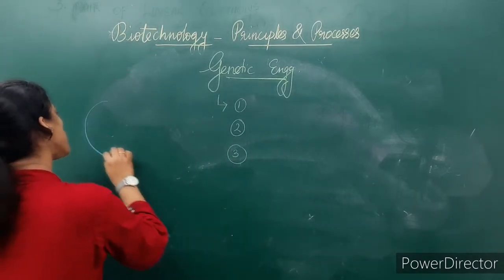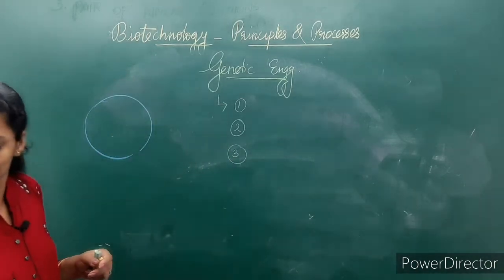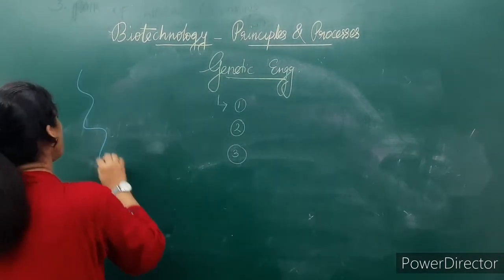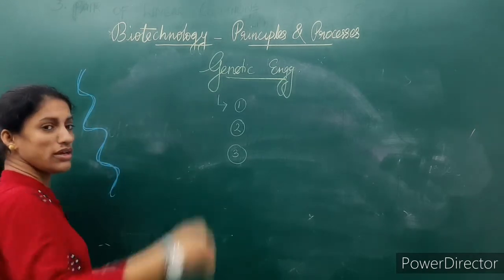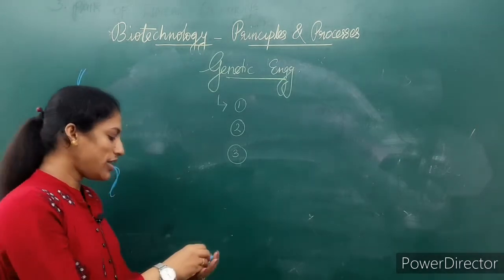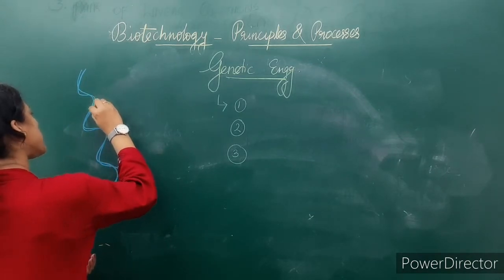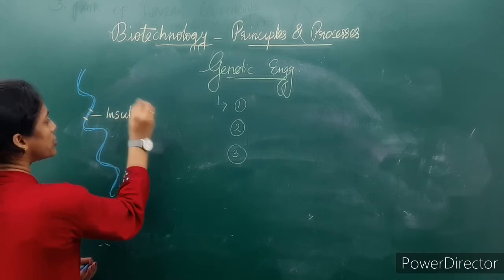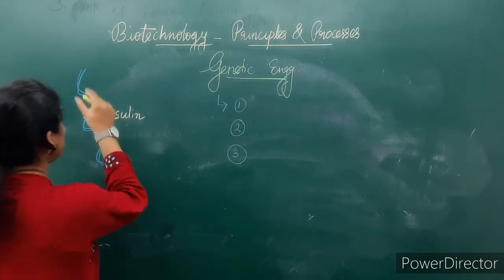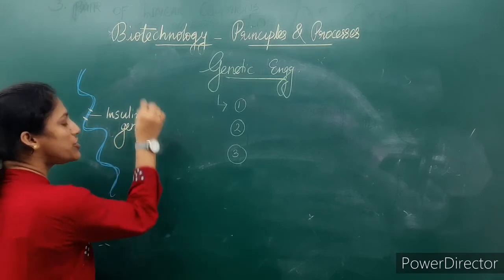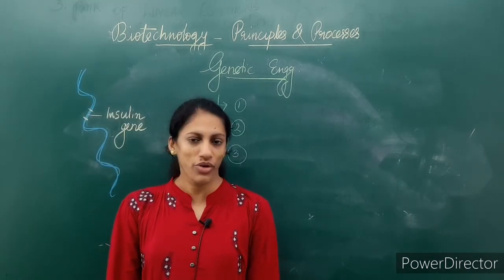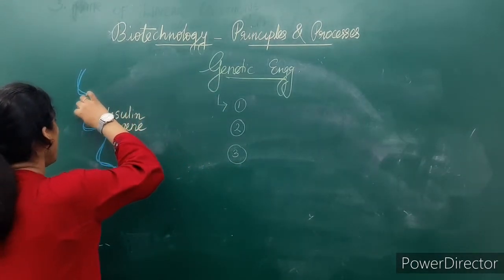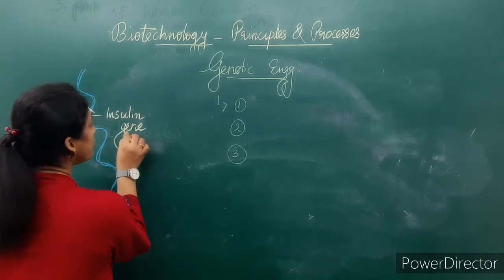Suppose the human insulin gene. I am just giving it as an example. You have studied human DNA in great detail in the last session. In human DNA, there is a DNA segment that codes for the production of insulin. This part of the DNA we can call the insulin gene. Suppose from the human DNA we have cut and isolated the insulin gene.